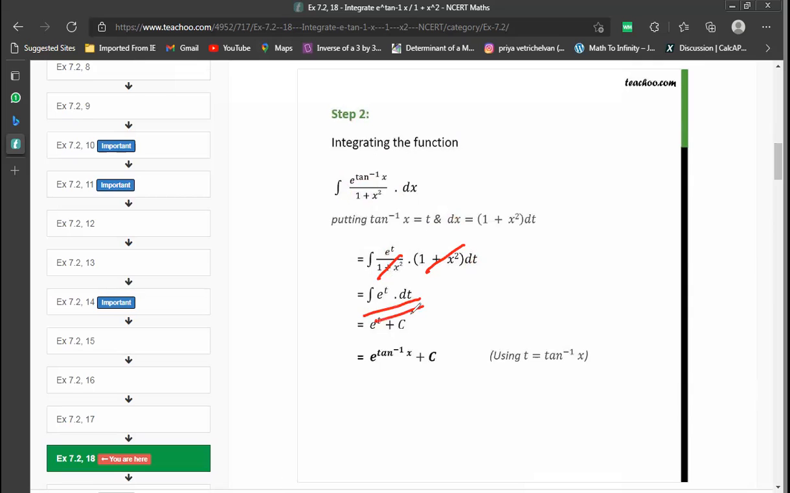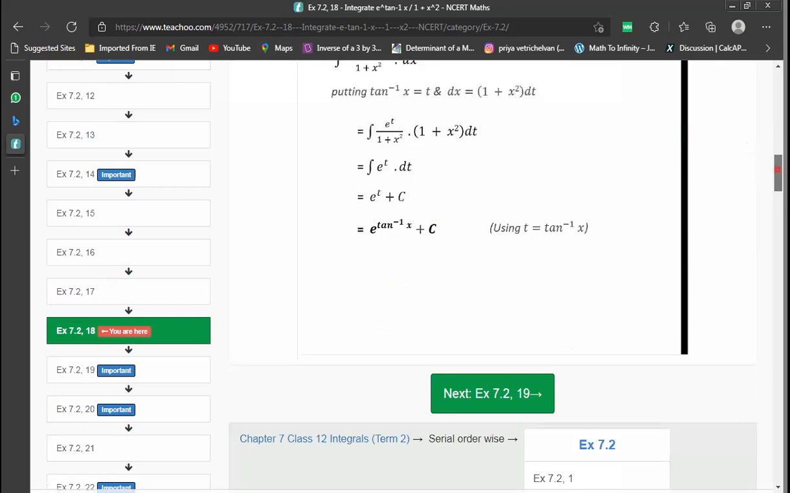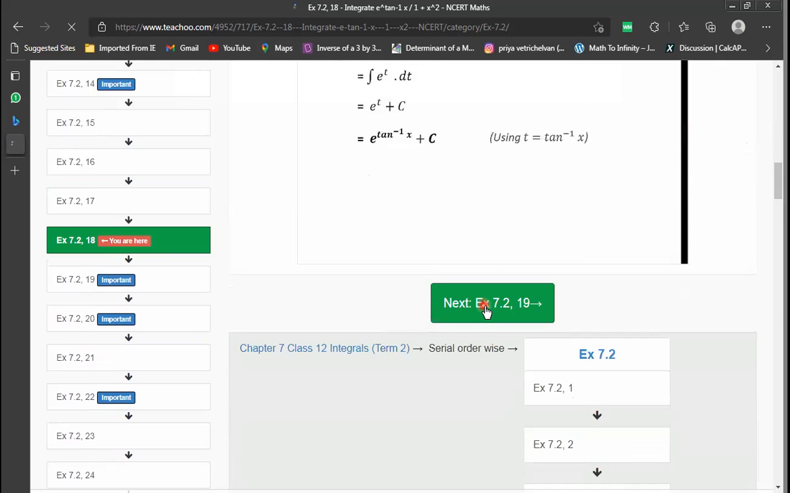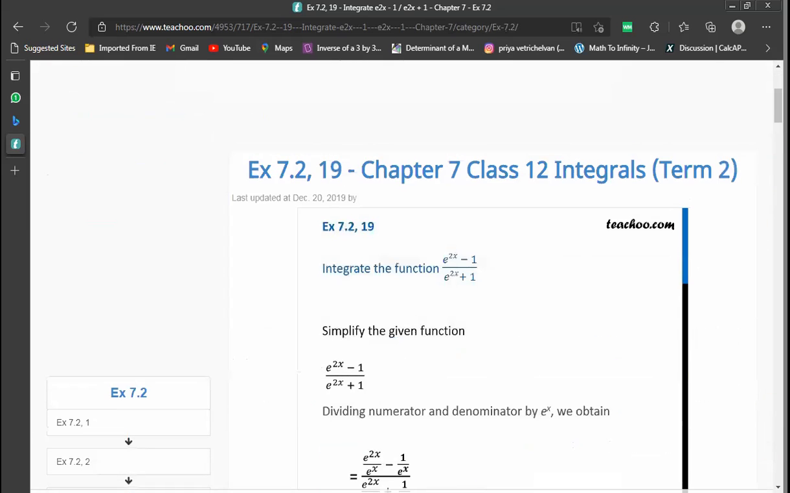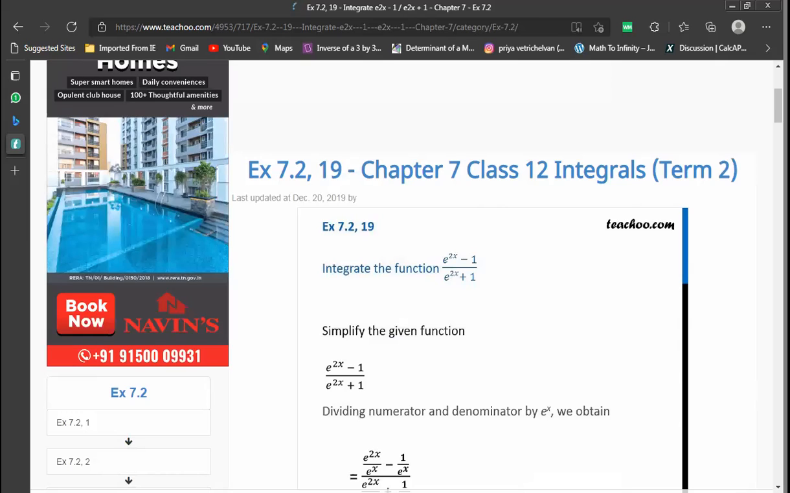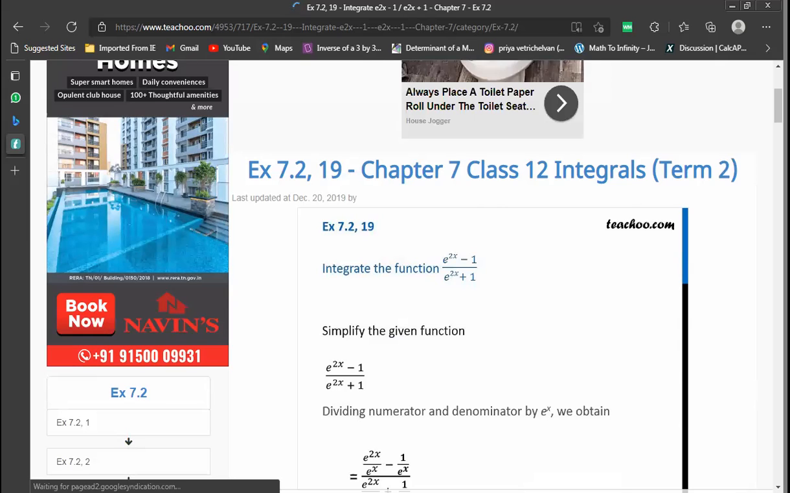So what is integral e power t? e power t only. And then you have to substitute t as tan inverse of x. So it's e power tan inverse of x plus c. That's it. The only thing is you should be aware of the differentiation of inverse trigonometric formulas over here.